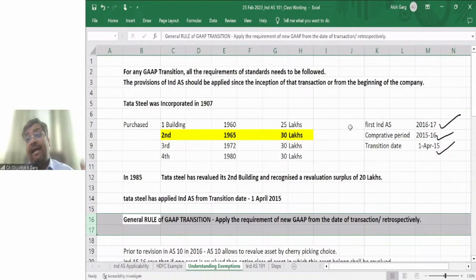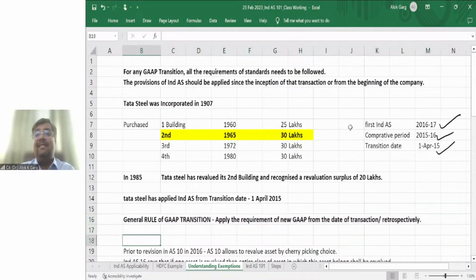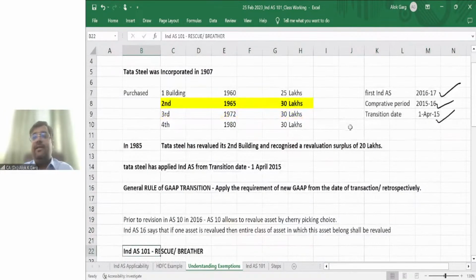Assuming the first building was purchased in 1960, you have to apply Ind AS 16 from 1960. So what does it mean? Now let me explain the provisions which the company had applied with respect to accounting standard 10 and with respect to Ind AS 16. This standard AS 10 and AS 6 was talking about your fixed asset accounting, right?